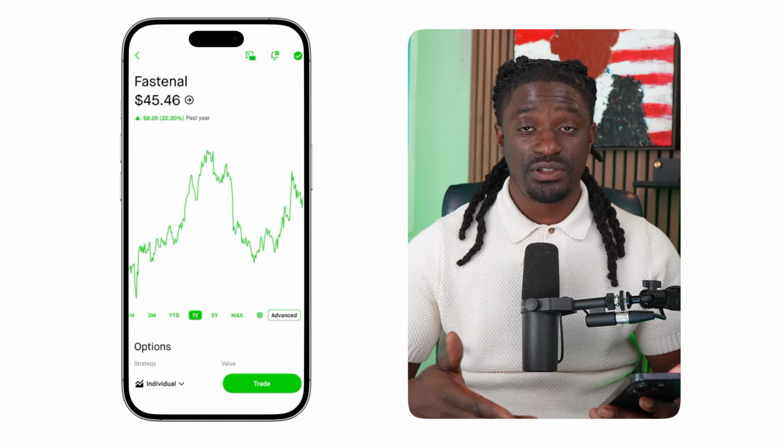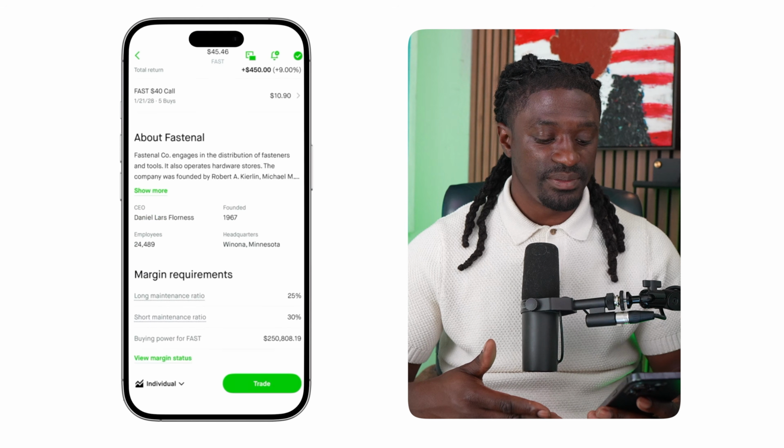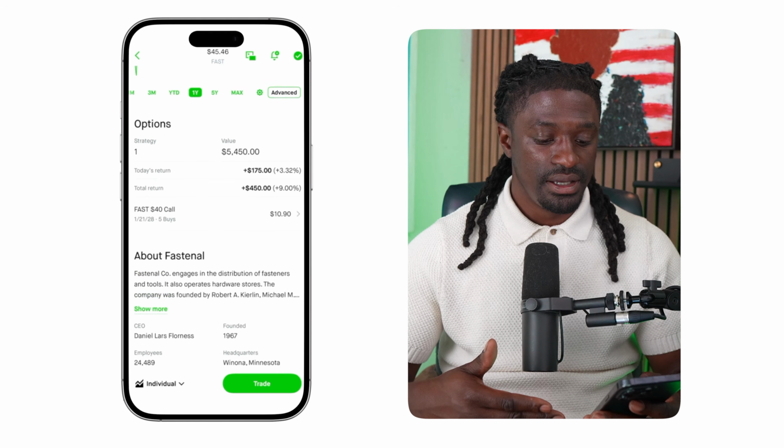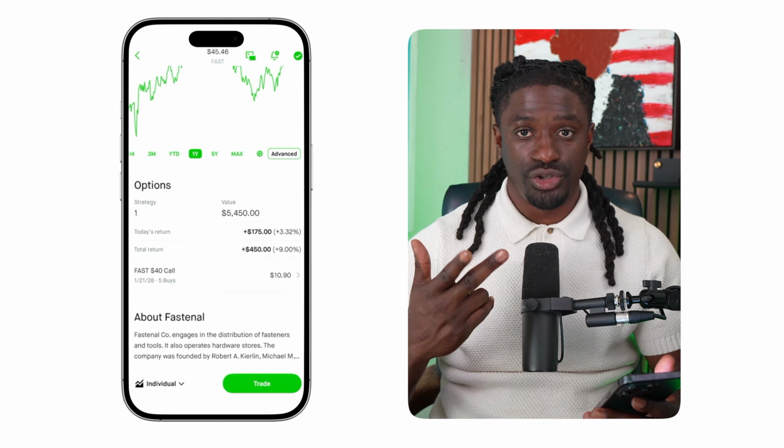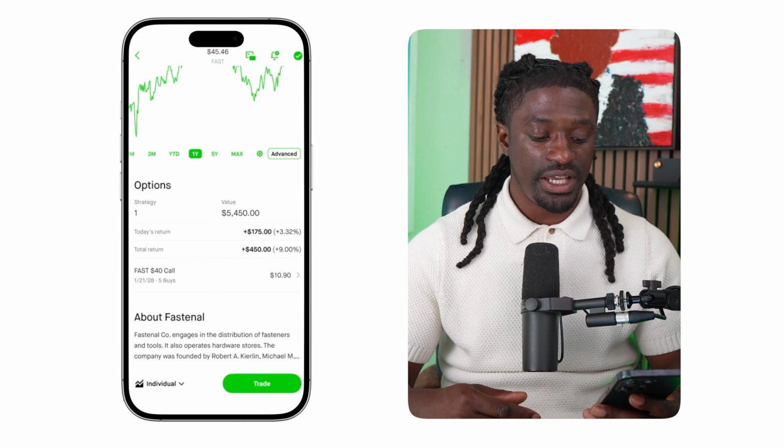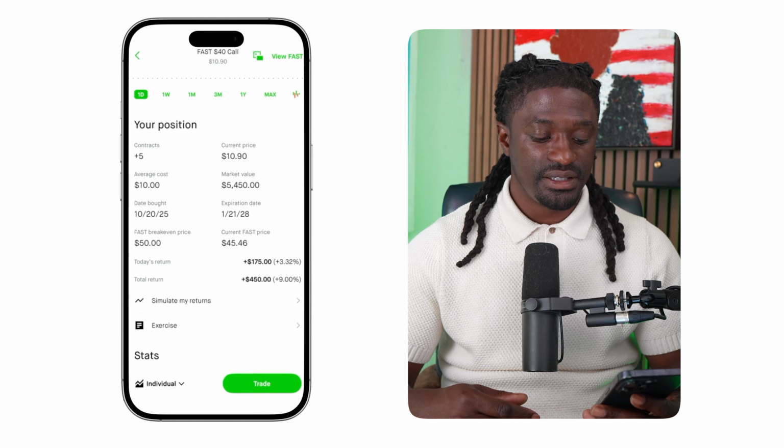If it continues to grow 22% this year, how long are my LEAP options on Fast? Let's see. My LEAP options expire 2 years from now, right? At the beginning of 2028. So we're going to click this one and hit simulate my returns.